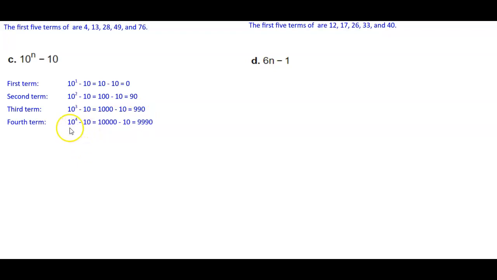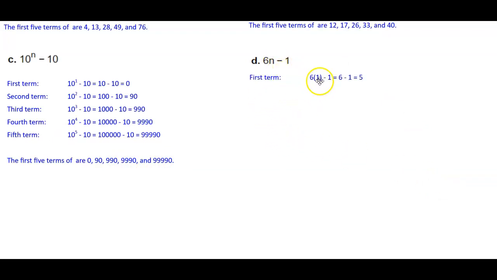The fourth term is 10 to the fourth power, which is 10,000 minus 10, which is equal to 9,990. And for the fifth term, we have 10 to the fifth power, which is 100,000 minus 10, gives us 99,990. Therefore, the first 5 terms of this sequence are 0, 90, 990, 9,990, and 99,990.